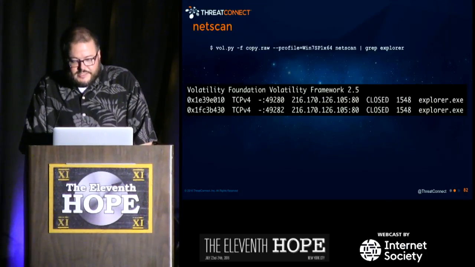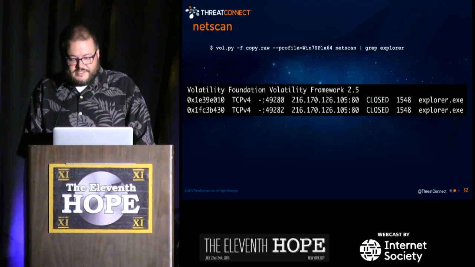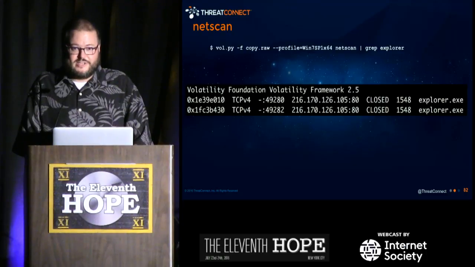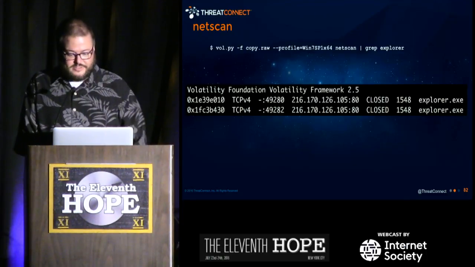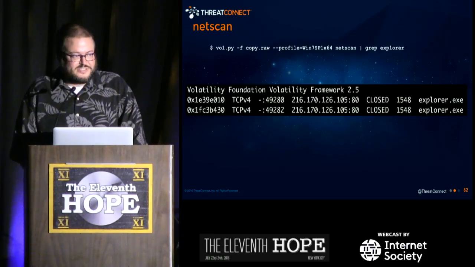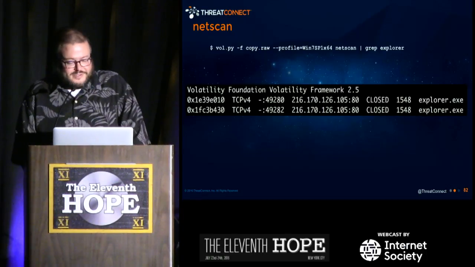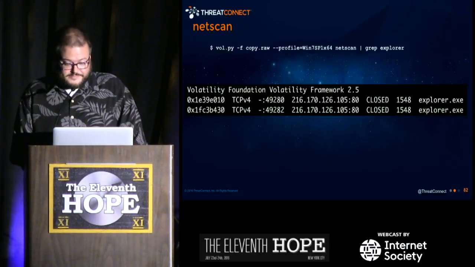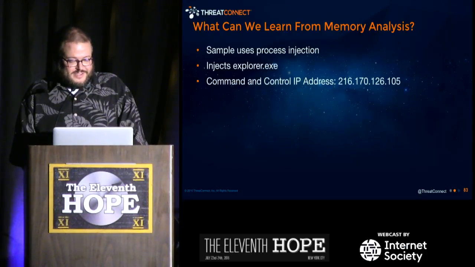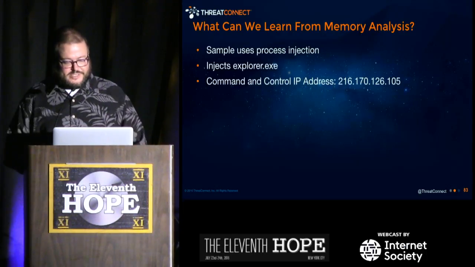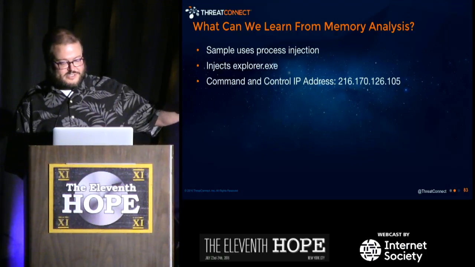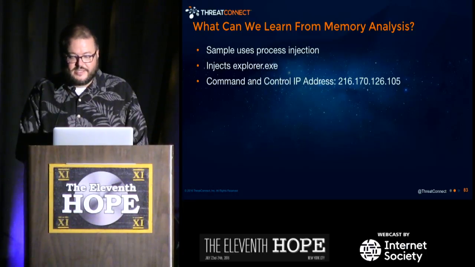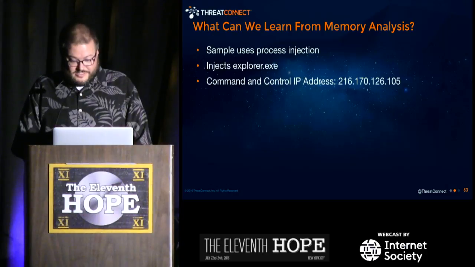The next thing I want to do is look at NetScan. NetScan can look at the memory image and find out what network connections have been made outbound. So we see here Explorer.exe, and by the way, I didn't run Explorer, but it reached out to the same IP address twice on port 80. So that's bad. What have we learned from this? We've learned that the sample uses process injection. We know what it targets, Explorer.exe, and we've also pulled out a command and control IP address.